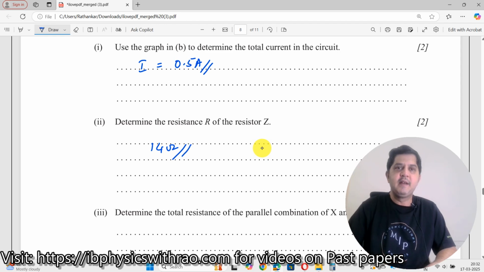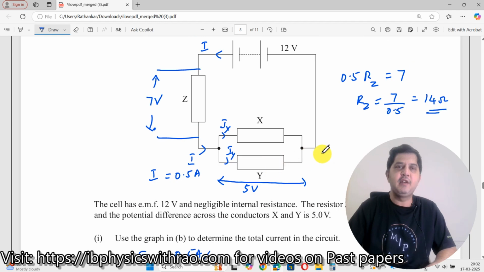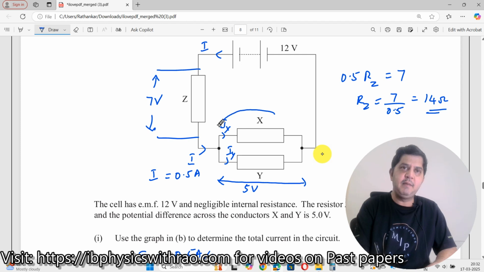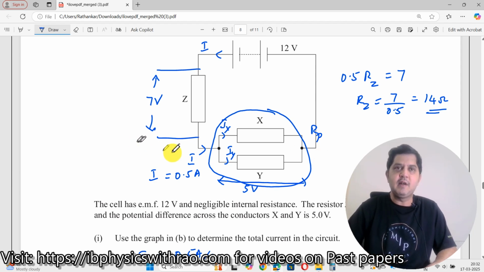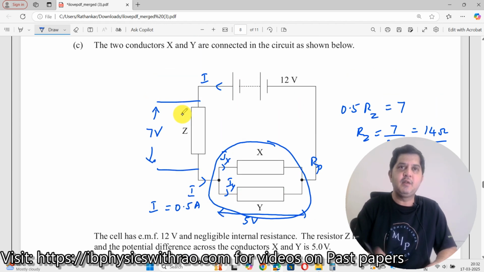You got this also. Now determine the total resistance of the parallel combination of X and Y. I need to find out what is the parallel combination of X and Y. Let me write down this full resistance to be Rp. This is what I need to find. Now we know a current of I equal to 0.5 amperes is coming out from the circuit.